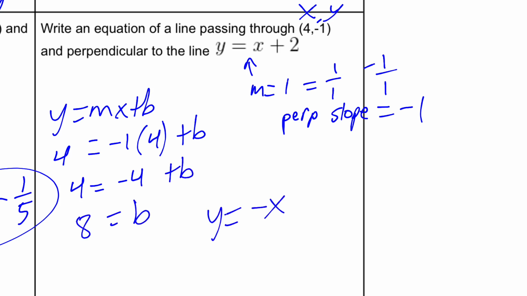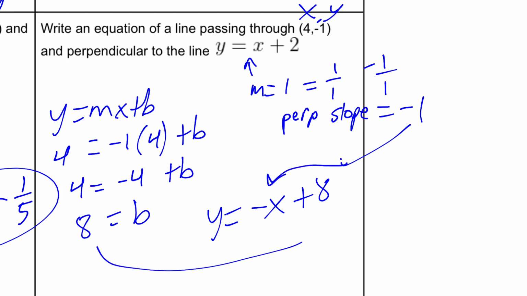I'm going to build my equation keeping these things in mind. The -1 comes here for the slope. The 8 goes over here for the intercept. And there it is.